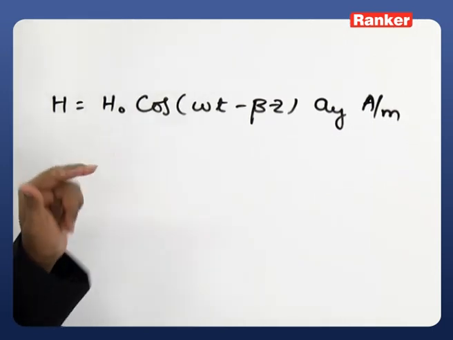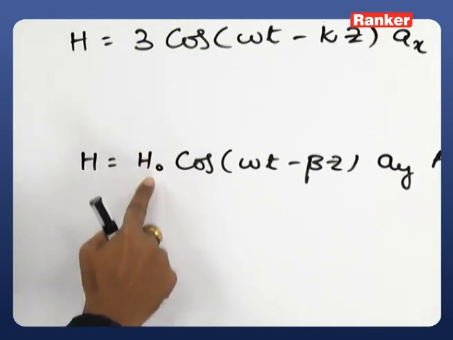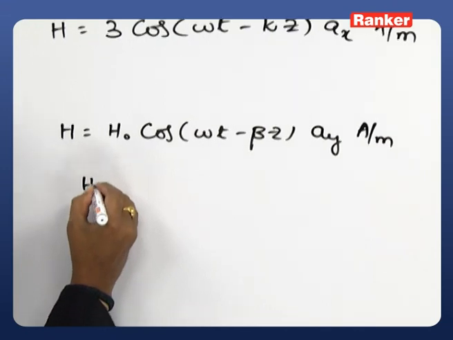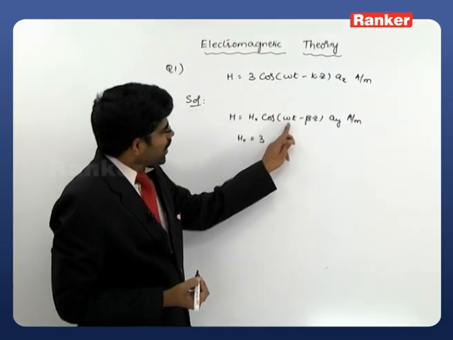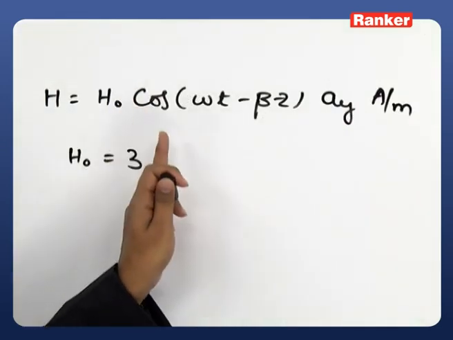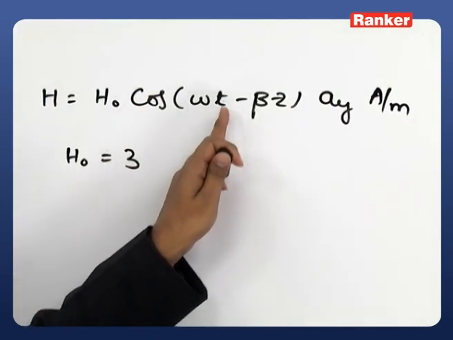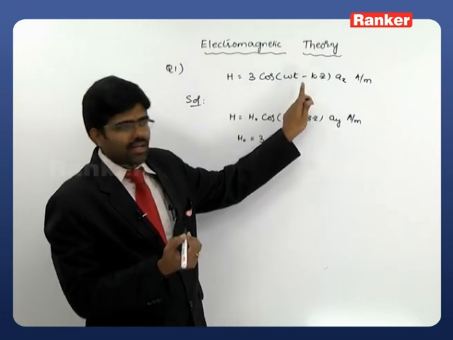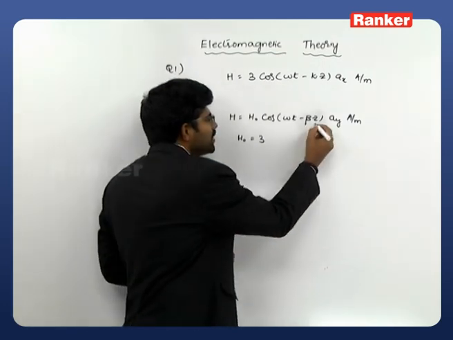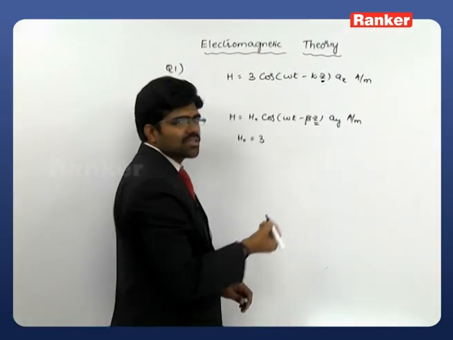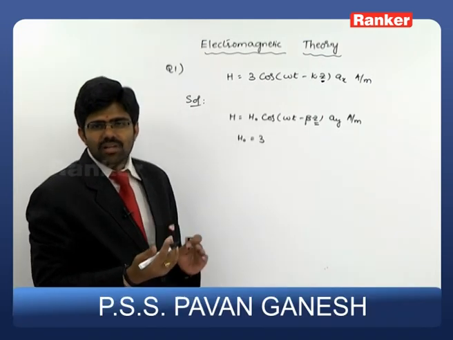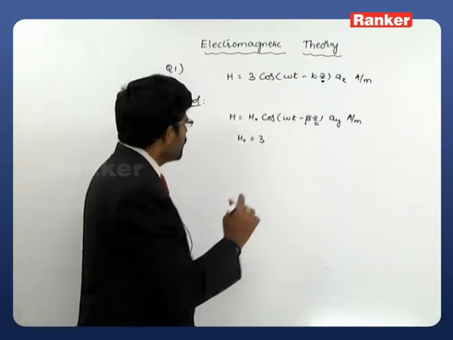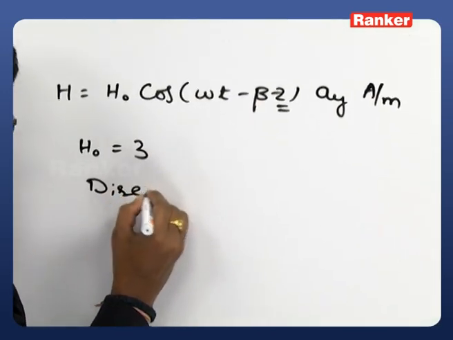If you compare the equations, then H naught equals 3, which is the amplitude of our magnetic field. Omega t are both the same; omega is the angular frequency and t is the time. Next, instead of beta he has given k, no problem, we can take any constant k. And clearly this term gives the direction of our wave propagation. So comparing with the standard equation, the direction of wave propagation is positive z direction.